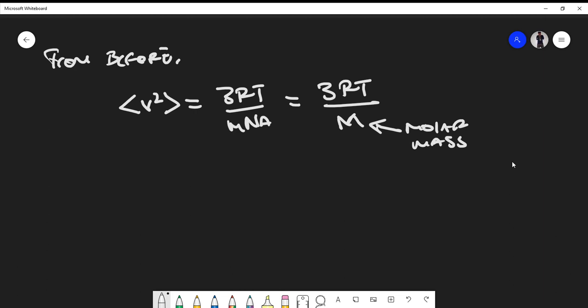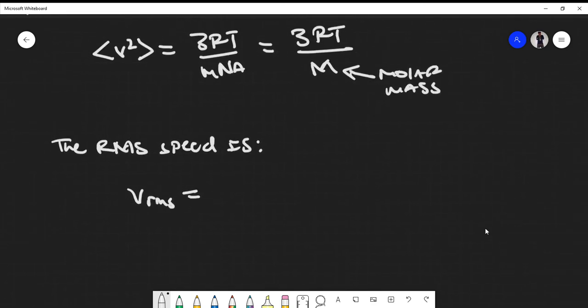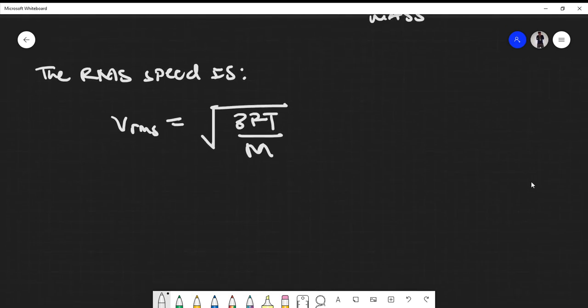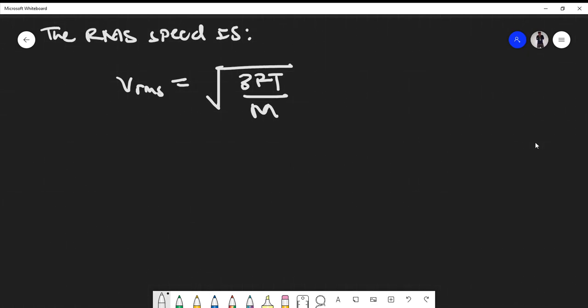So knowing this, we can then say that the root mean square speed, or the RMS speed, is therefore V sub RMS. That is equal to the square root of 3RT over big M, which would be our molar mass. So that is the equation for the root mean square speed. The second one we want to look at is the average speed.